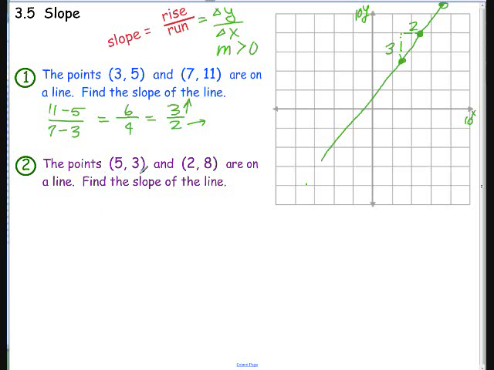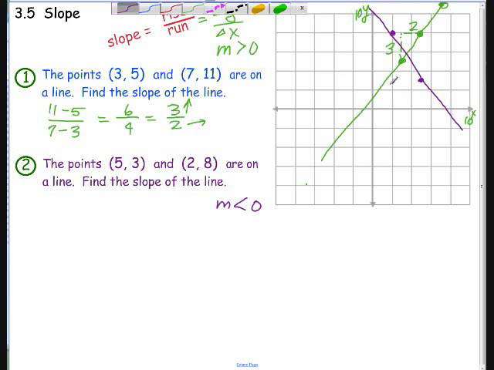The points (5, 3) and (2, 8) are on a line. Let's plot them. Okay, here's (5, 3). Remember, my grid is a 2 by 2. And (2, 8). Now, one thing we see about this line immediately is that, unlike the one we just did, this one has a negative slope. Here we know that the slope is less than 0.